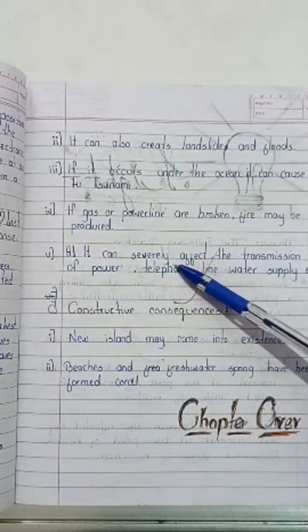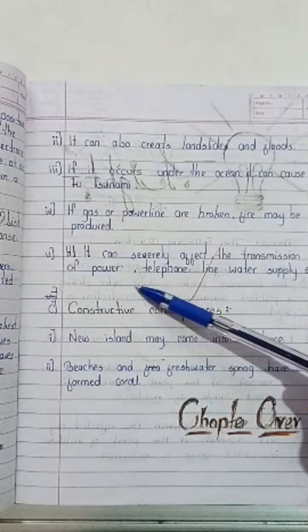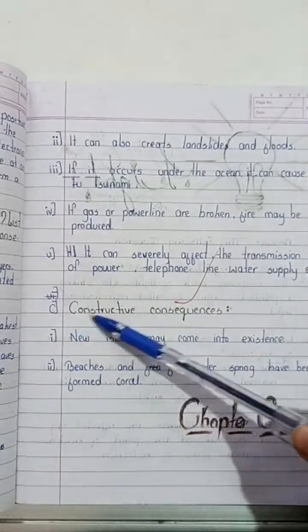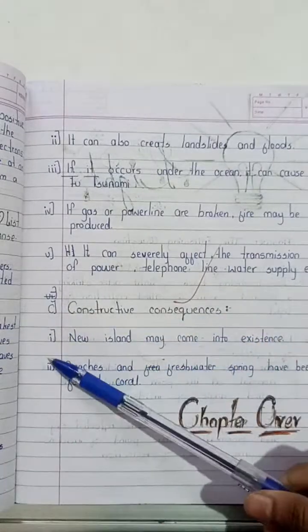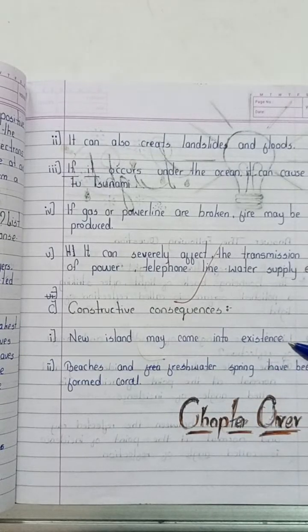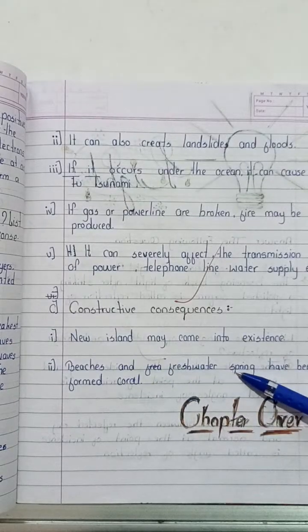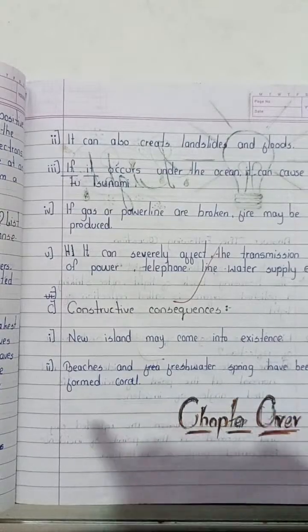Fifth, it may survive and affect the transmission lines of power, telephone lines, water supply, etc. C. Constructive consequences. First, new ice lines may come into existence. Second, beaches and freshwater springs have been formed by coral.